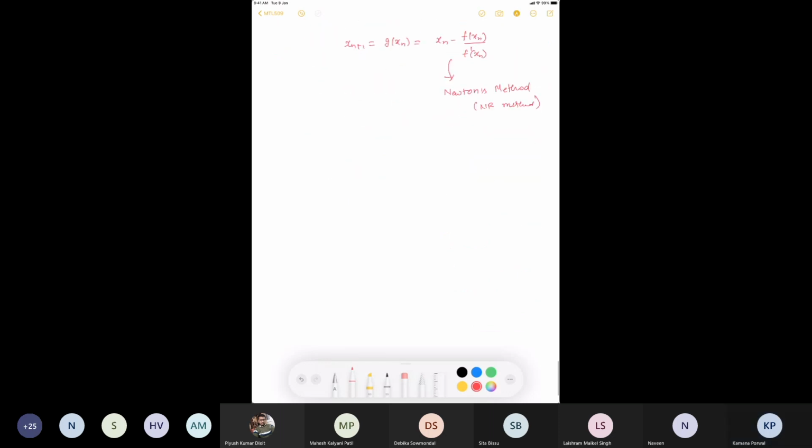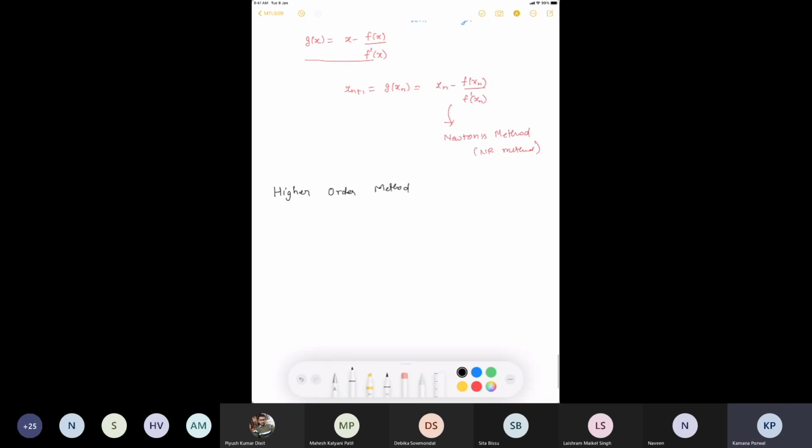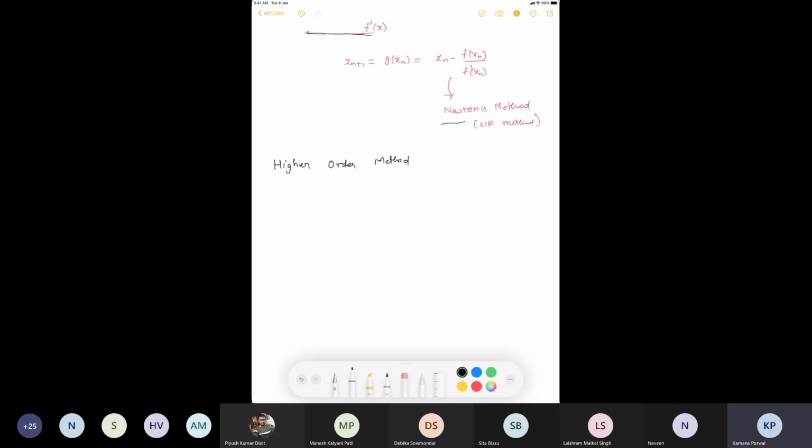This we are going to see in the next theorem, that we can observe higher order convergence of the fixed point iteration method under certain conditions. So these are nothing but higher order methods. And then it will justify that with this choice of the g, you get Newton's method, which is going to converge with order 2. Okay, so higher order methods.